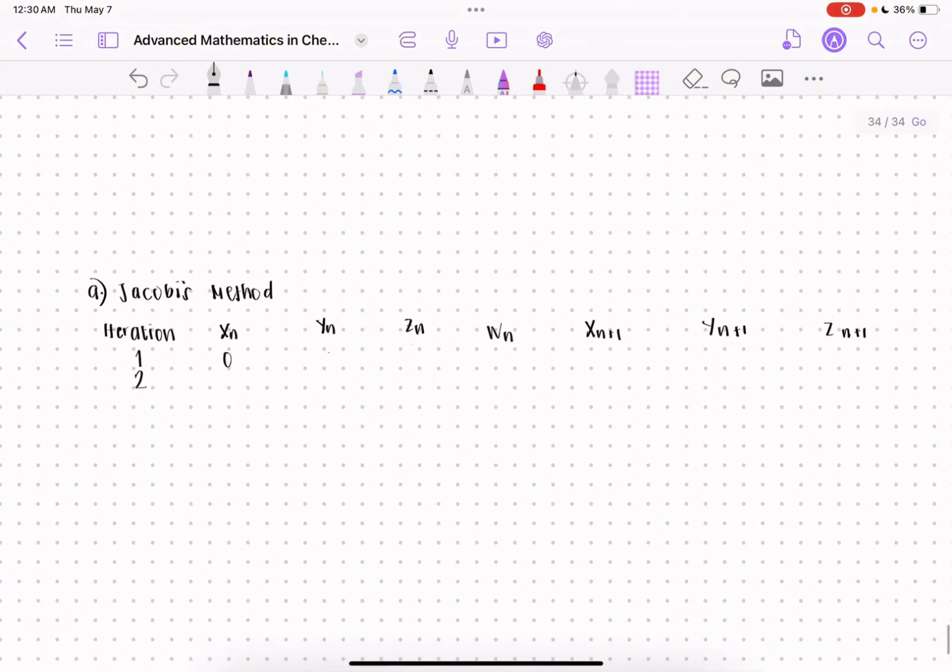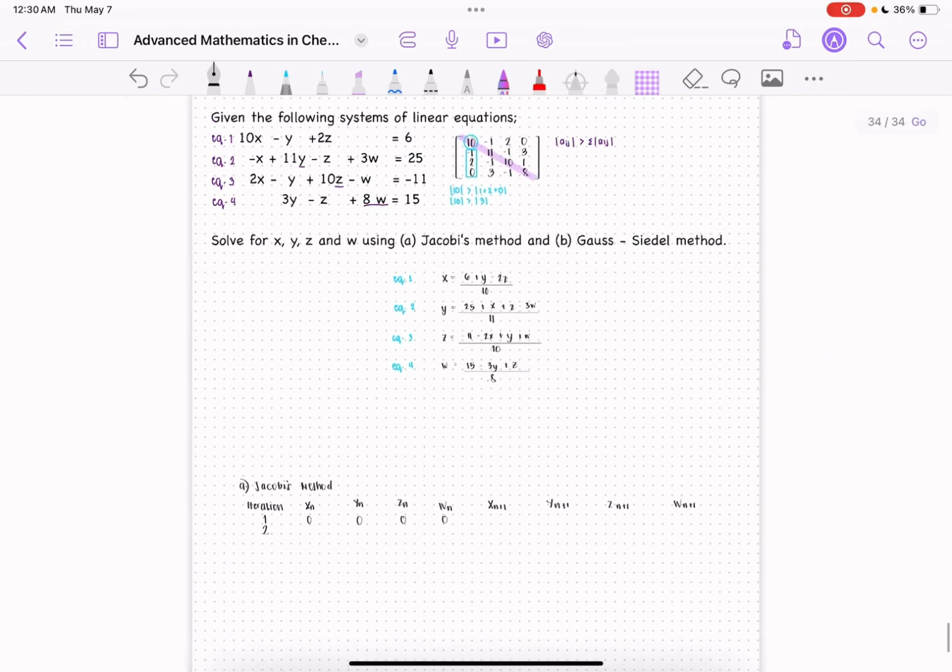This would be 0, 0, 0, 0. And then we are going to solve for the values here for x sub n plus 1, y sub n plus 1, z sub n plus 1, and w sub n plus 1 using our equations that we have here above. Now for x sub n plus 1, we're going to use the first equation, which is in terms of x, and simply plug in the values of y and z, and that would be 0 and 0.